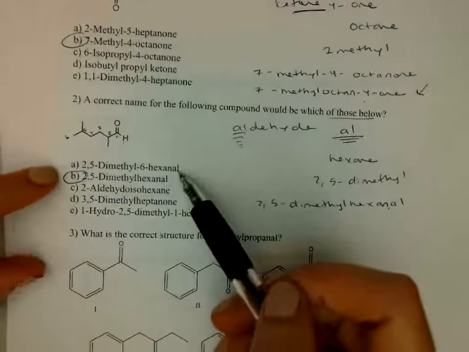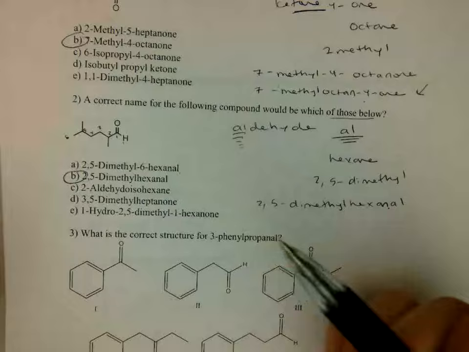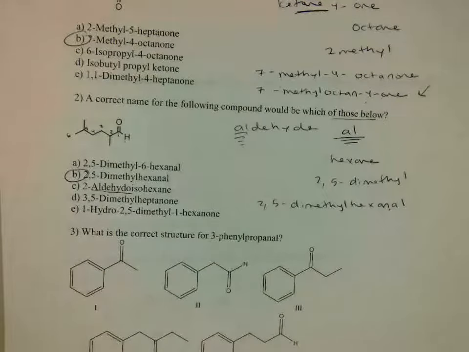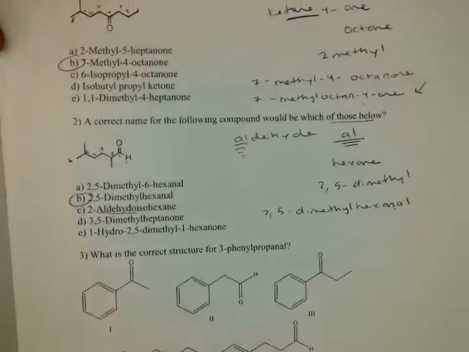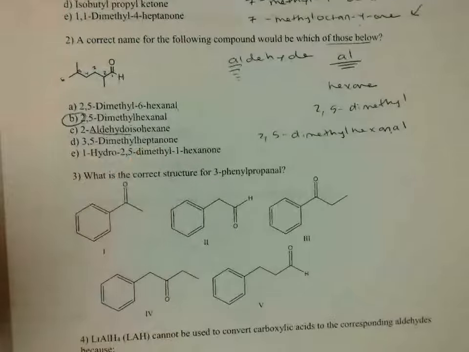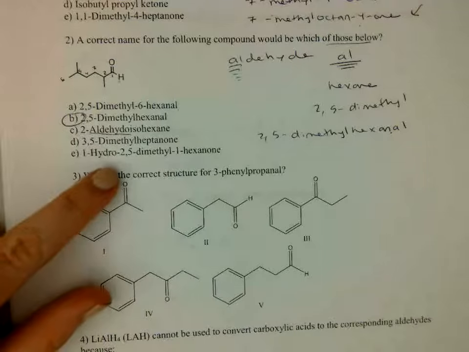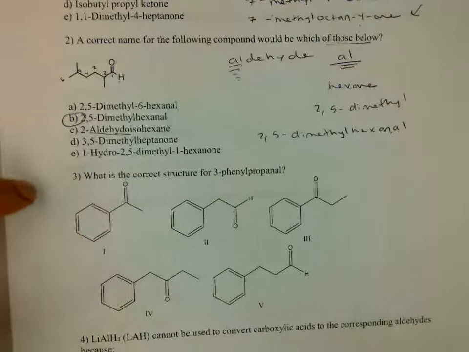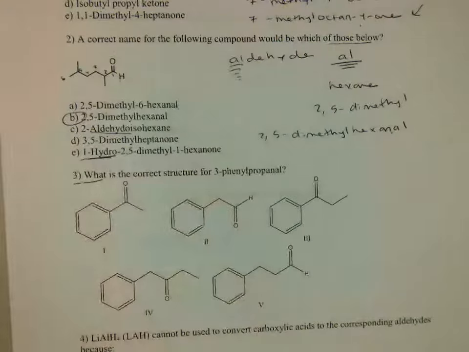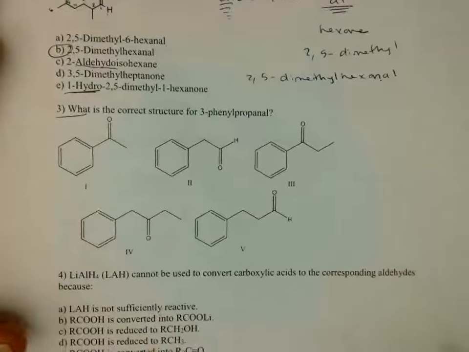What's wrong with this one is the numbering system is wrong. This is just a made up something. Might be a common name, but it's not IUPAC. And then heptanone, that's 7, so that's why that one's wrong. And hydro is not something that we use, so that would be wrong. Okay, number 3, 3-phenylpropanol.